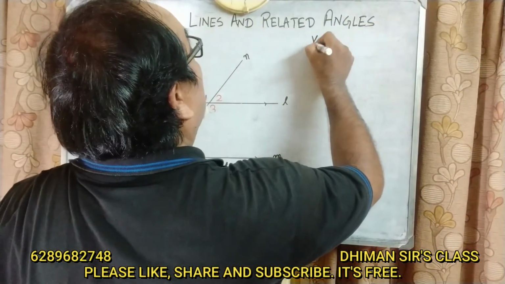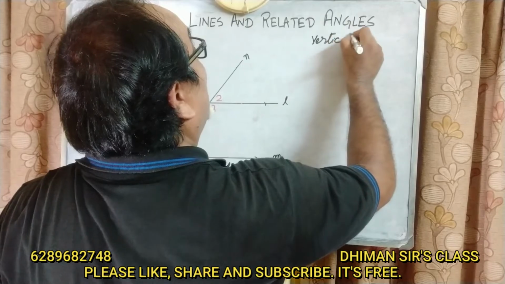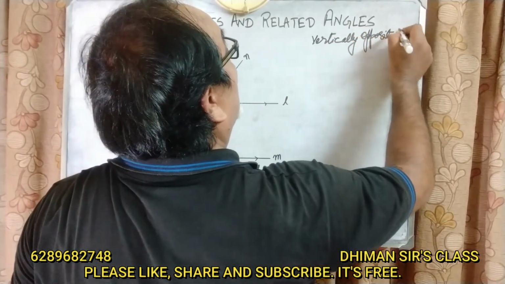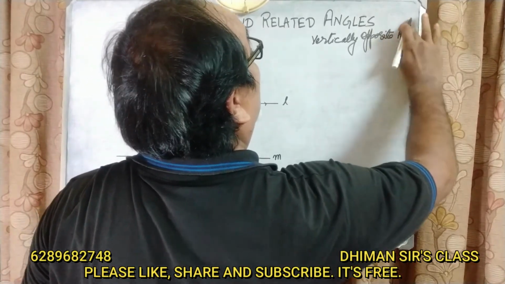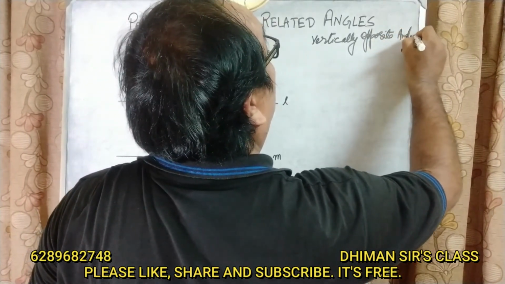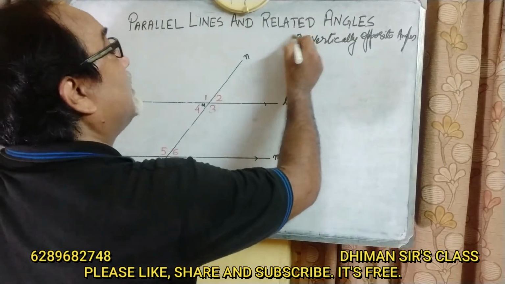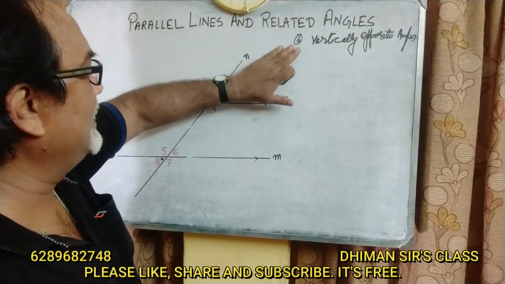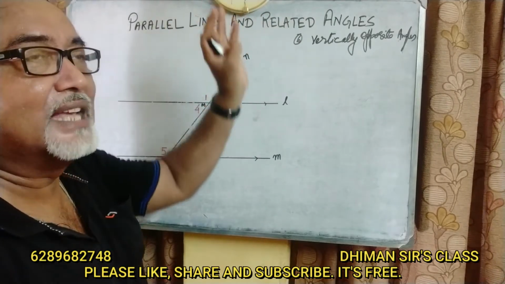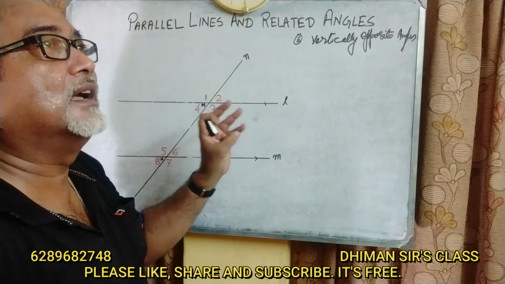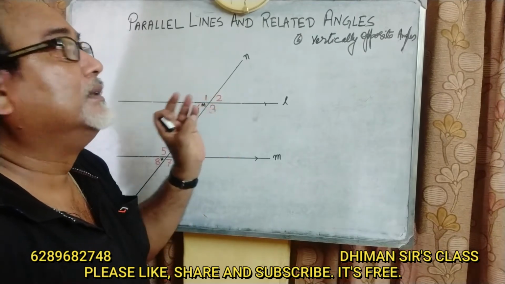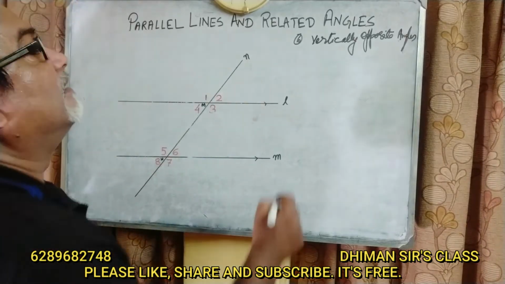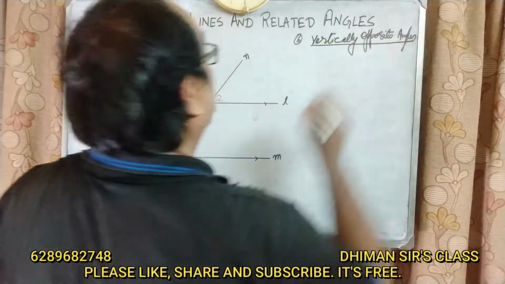Next one is vertically opposite angles. Probably it will be 6. Please check it and write down; I forgot the serial number. Probably it will be C. Interior alternate angle, exterior alternate angle, corresponding angles, then co-interior angles, co-exterior angles, so it will be 6 only. Vertically opposite angles.